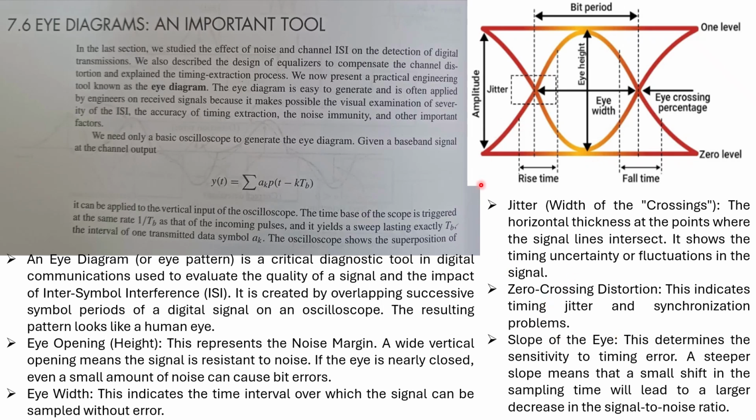And the slope of the eye determines the sensitivity to timing error. So a steeper slope means that a small shift in the sampling time will lead to a larger decrease in the signal to noise ratio.